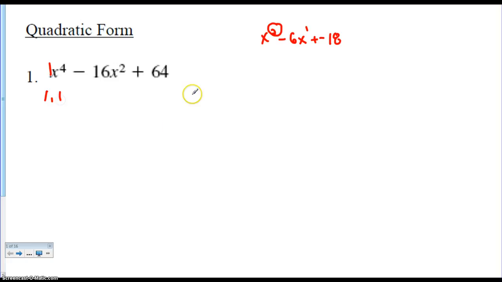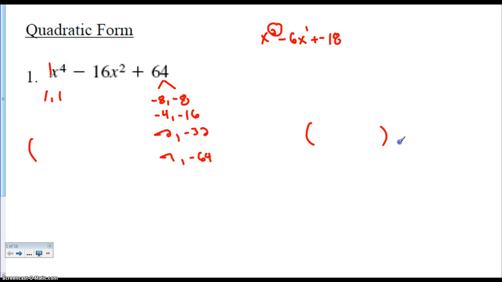What gets me 1? 1 and 1. And what gets me 64? I get negative 8, negative 8, negative 4, negative 16, negative 2, negative 32, and negative 1, and negative 64. The reason why I choose two negatives is because the middle term is negative. Now, I know right now that I will have a 1 and a 1.